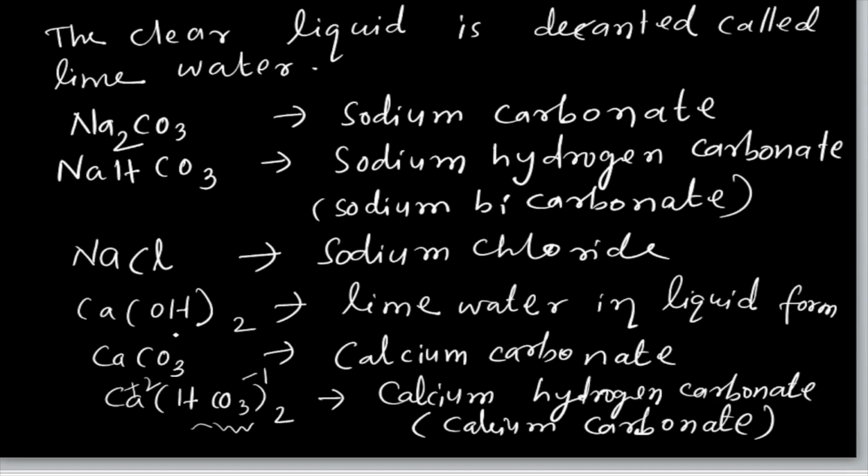Similarly, you can find any formula. Na2CO3, because carbonate is -2 and sodium is +1. NaHCO3, that is -1 and +1. And similarly, calcium hydroxide means calcium is +2 and hydroxide is -1, so the formula is Ca(OH)2.